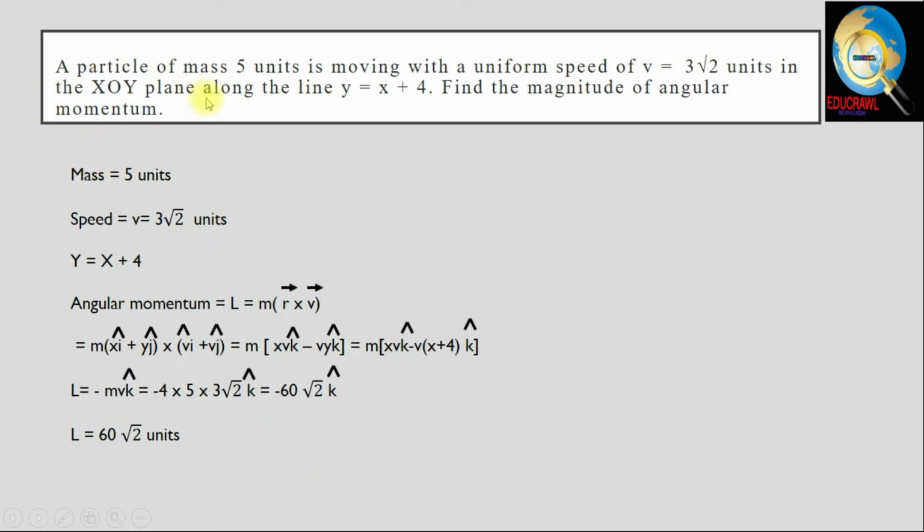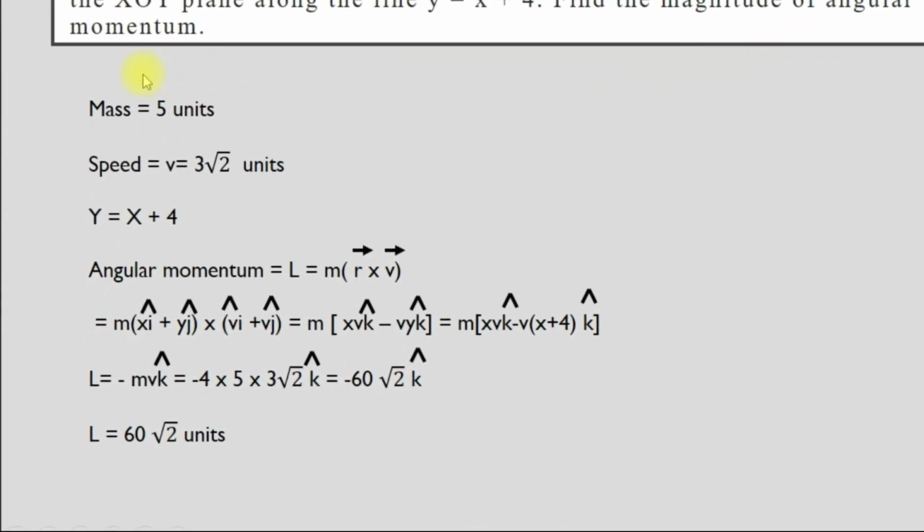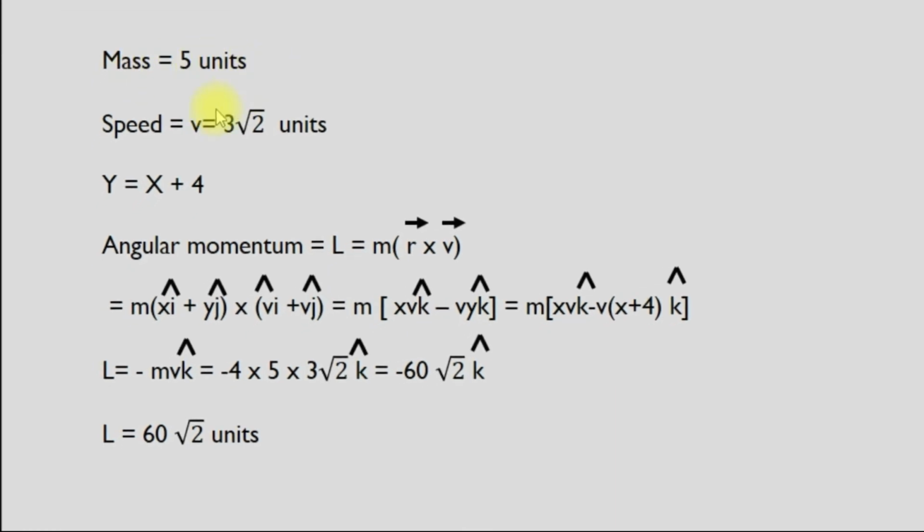The next problem. A particle of mass 5 units is moving with the uniform speed of v is equal to 3 root 2 units in the xy plane along the line y is equal to x plus 4. Find the magnitude of the angular momentum. Mass is given as 5 units. Speed is given as v is equal to 3 root 2 units. And the line is given as y is equal to x plus 4.